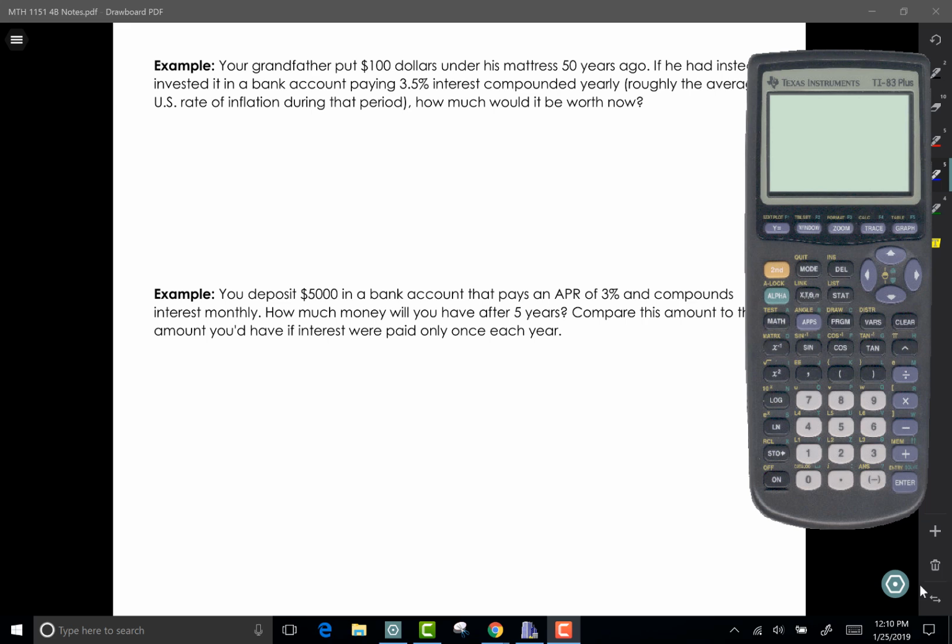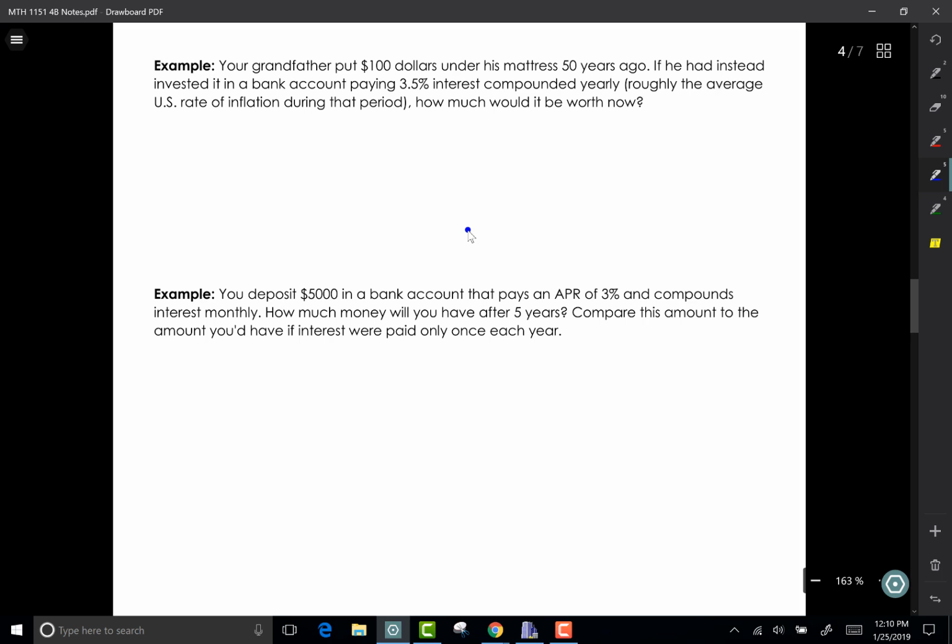In the next example, we have your grandfather put $100 under his mattress 50 years ago. If he had instead invested it in a bank account paying 3.5% interest compounded yearly, how much would it be worth now? So let's find the accumulated amount that he would have if he put this in the bank under these conditions. So he started with $100, so that's our principal.